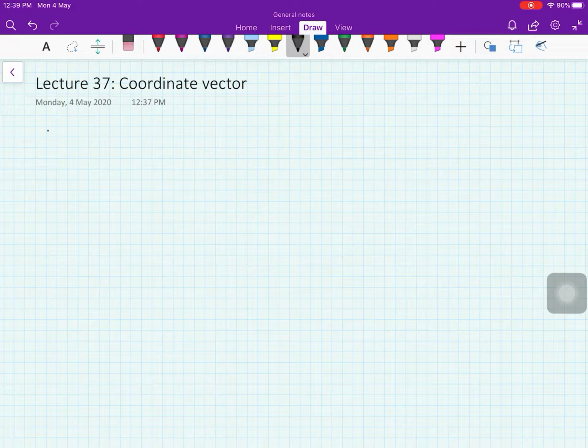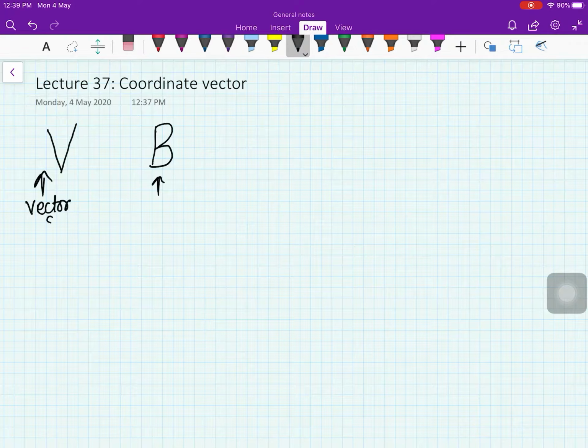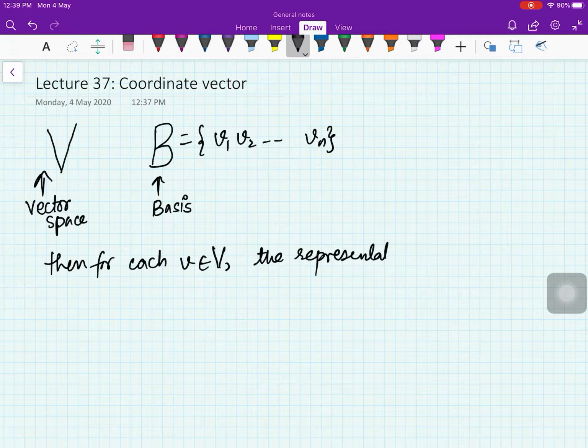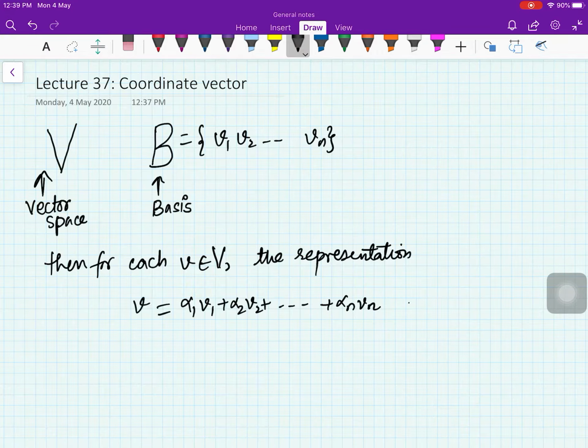In the last video we have seen that given a vector space V, and a basis B of the vector space, if the basis is V1, V2, ..., Vn, then for each V in capital V, the representation alpha 1 V1 plus alpha 2 V2 plus so on alpha n Vn of V is unique. This is what we have seen in the last video, right?